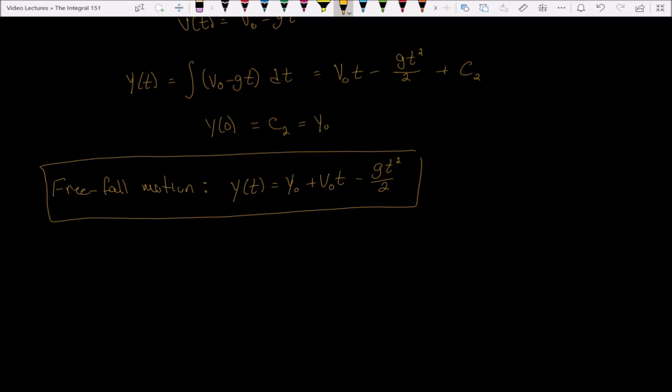And again, remember that means that the object in question is only under the influence of gravity. This is ignoring any kind of air resistance. And that concludes our study of the antiderivative.